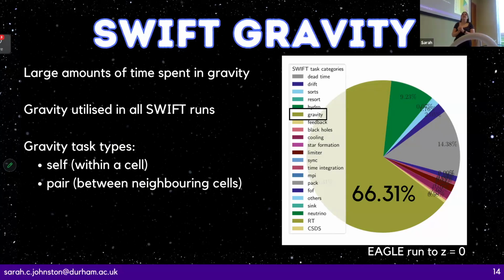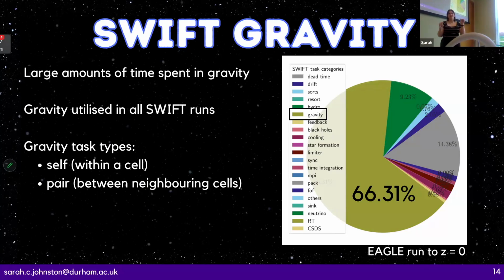So gravity within Swift is slightly confusing in the way that it's enacted because there's lots of different types of gravity. But what I'm going to refer to a lot today are what we call our task types. So our self-gravity versus our pair gravity. So when we have our simulation box, we take it and we divide it up into lots of cells. And we call a self interaction anything that happens within a cell, and a pair interaction anything that happens between neighboring cells. So for every cell in the Swift simulation, there has to be a self interaction run on it so that all the particles within the cell interact with each other. And then it has to have pairs with as many neighboring cells as it has.